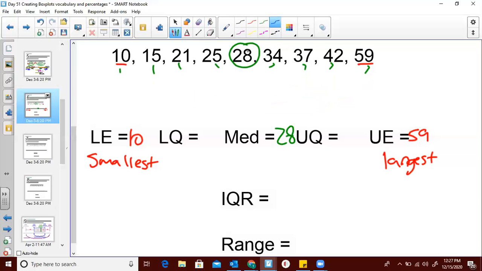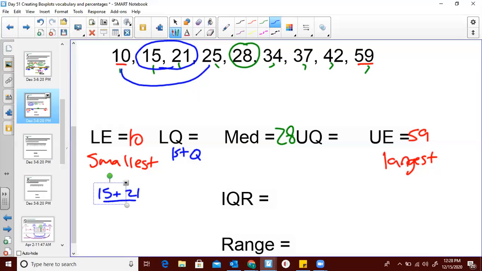And remember, if we have one number for the median in our set of data, then we just connect our left-hand side to find our lower quartile or our first quartile. You'll see that we have two numbers again in the middle. And we know that 15 plus 21 divided by 2, that's 36 over 2, which will be 18. So our lower quartile, our first quartile, is going to be 18. Remember, lower quartile, first quartile is just the median of the left-hand set of data.